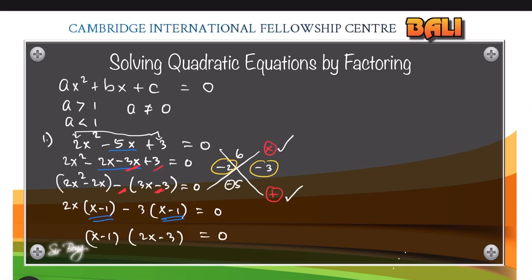In the same procedure, the same process, you have to equate two factors to 0. So x minus 1 is 0, so x is 1. Then 2x minus 3 is 0. 2x is equal to 3. Then x is equal to 3 over 2. So these are the values of our x, positive 1 and 3 over 2, or 1.5. Let's have another example.